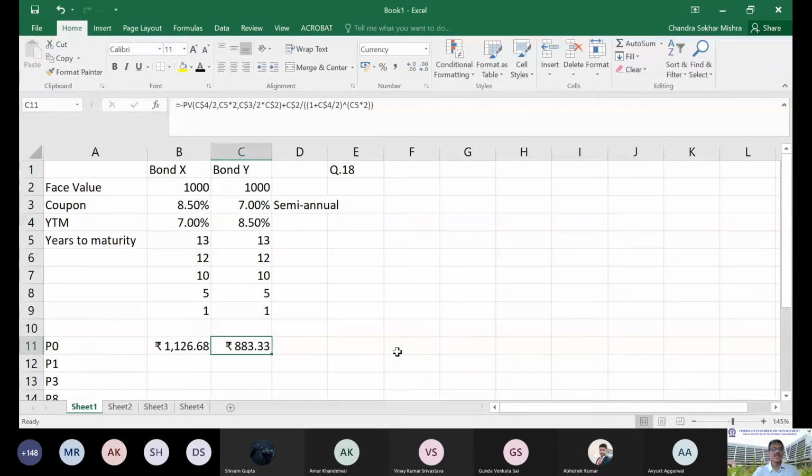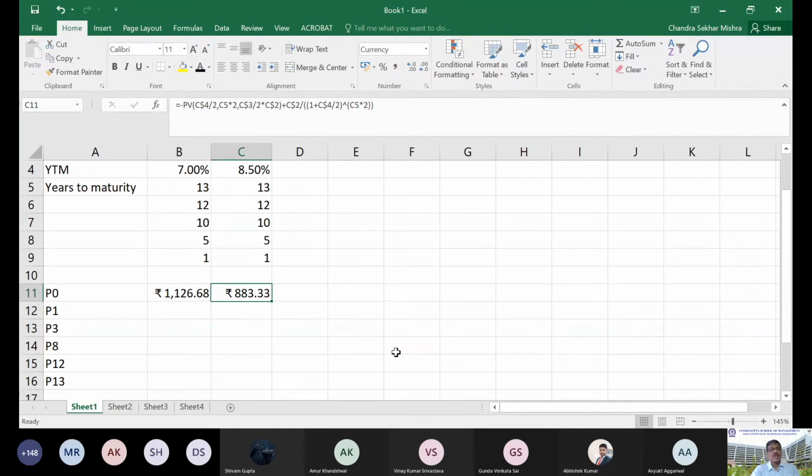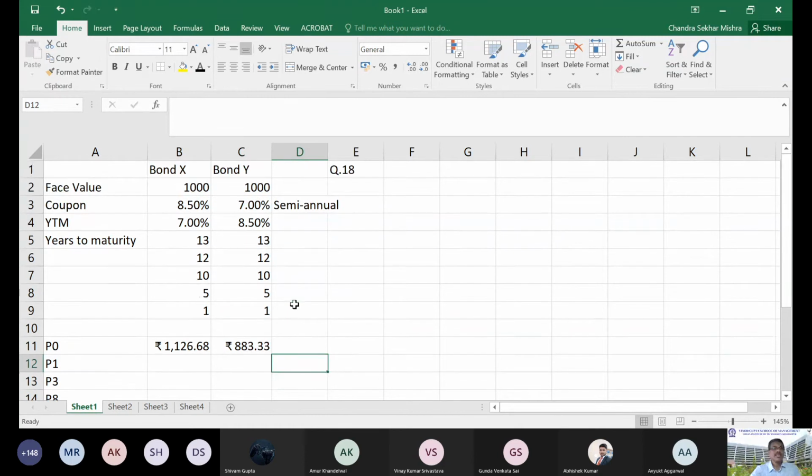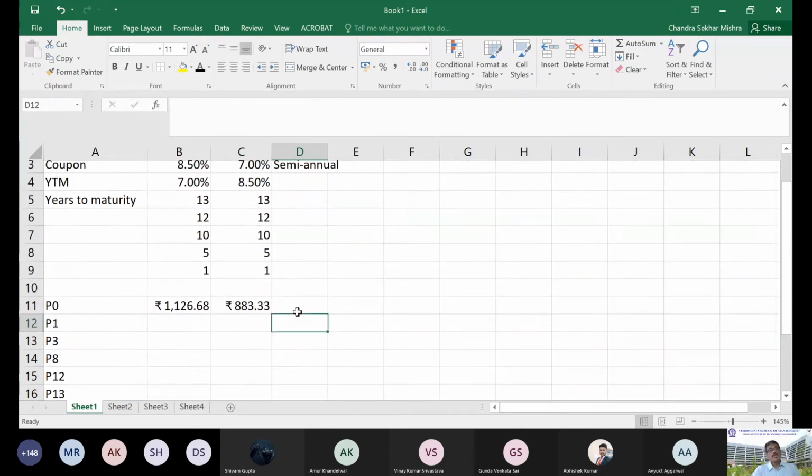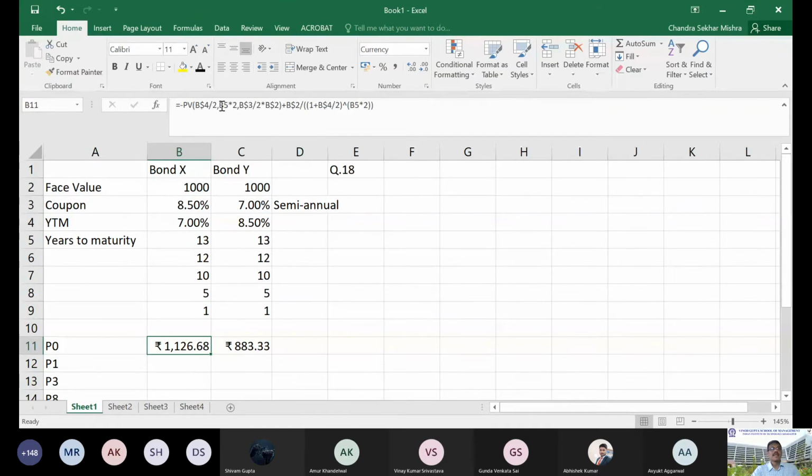You can now see a 1000 rupee bond sold in the market at 883 means a discount bond. A 1000 rupee bond sold at 1126 means a premium bond. Whatever you concluded in our discussion, the same thing is coming here. Now at the end of the first year, assuming there is no change in YTM, what will be the price then? No problem, you take 12 years left to maturity.